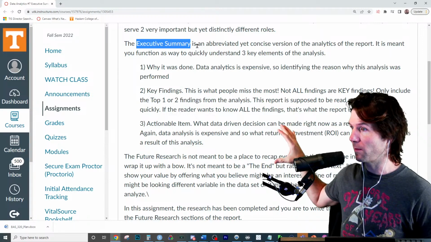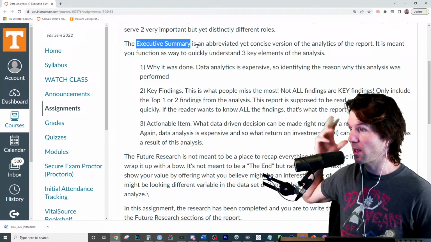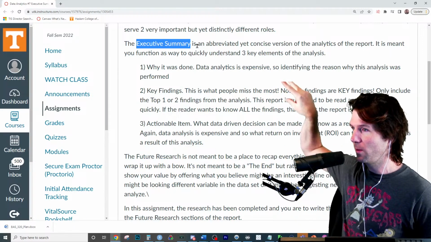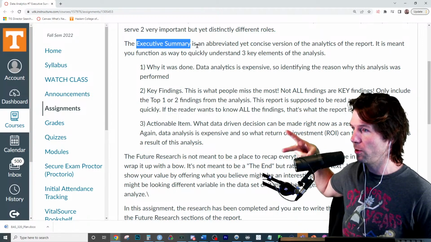And then the action item, I'd probably have 2. So altogether, you're probably looking at about 7 sentences. Does that make sense? 2 up there, 3 right here, 2 right here.